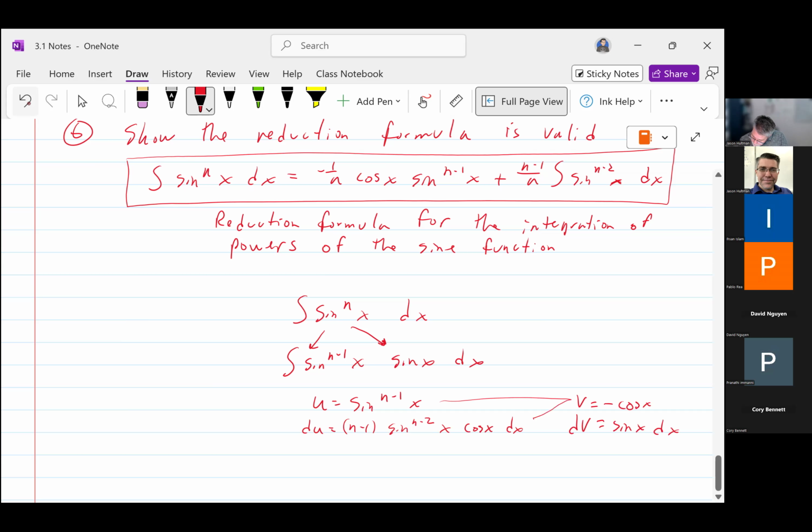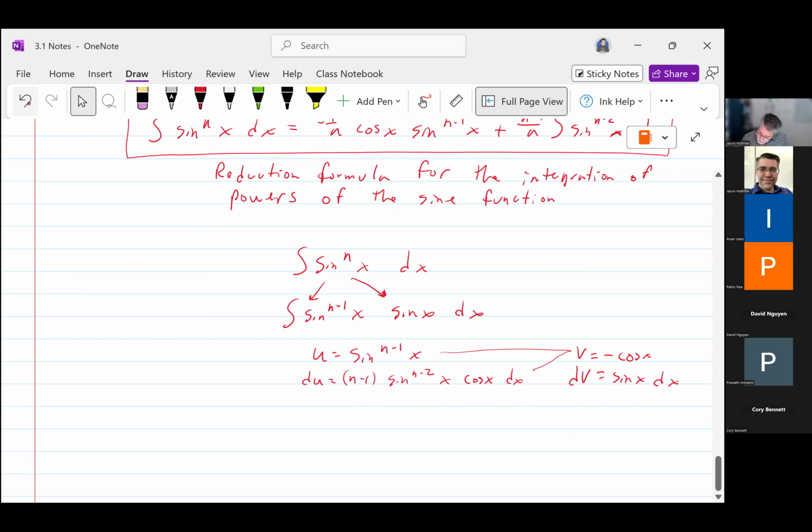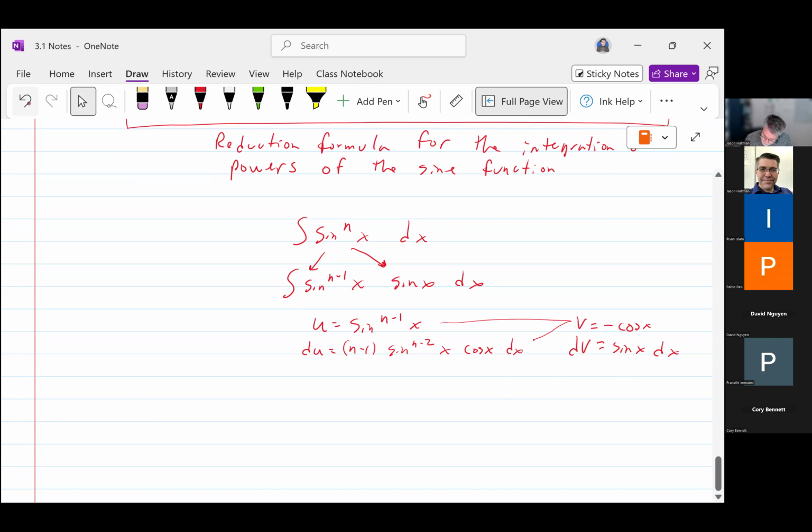Okay, now I'm going to do my integration by parts. So this is equal to negative cosine x times sine to the n minus 1th power of x minus the integral of negative cosine x times n minus 1 times the sine of n minus 2 x times cosine x dx.